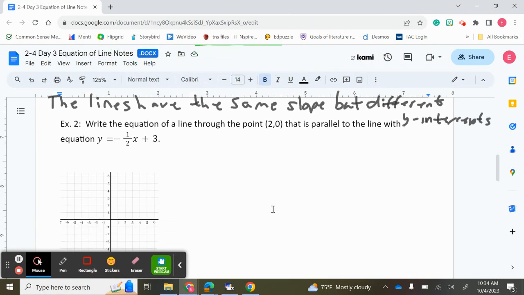Okay, so it says write the equation of a line through the point (2, 0) that is parallel to the line with the equation y equals negative 1/2 x plus 3. All right, so if we take a look at this, we are still doing the same thing we just did in example 1. But in this case, they're giving us the whole equation, not just a slope. Remember, parallel lines have the same slope. So we need to use the same slope that's given to us here.